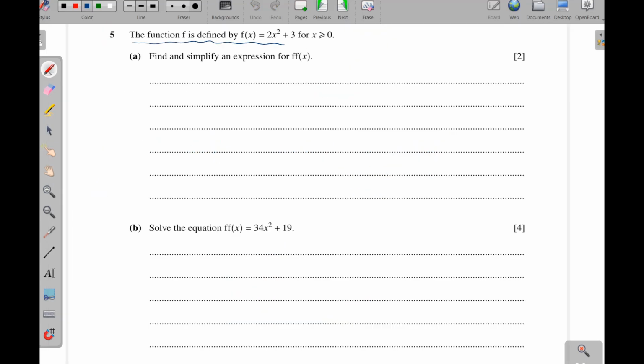Question 5. The function f is defined by this, for which x is greater than or equal to 0. Then part A, find and simplify an expression for f of f of x. That means you put f into the f. You compose f into the f.